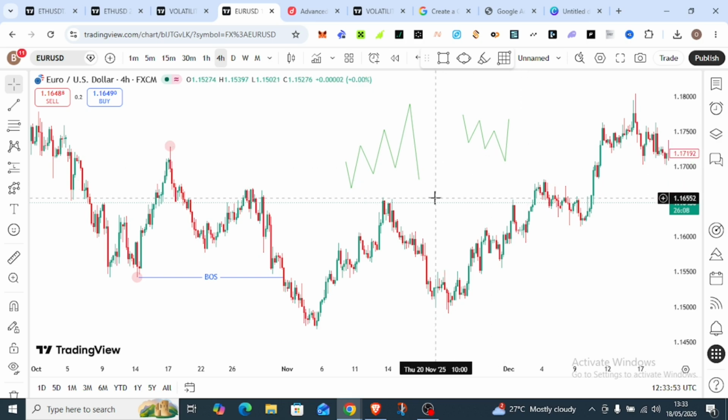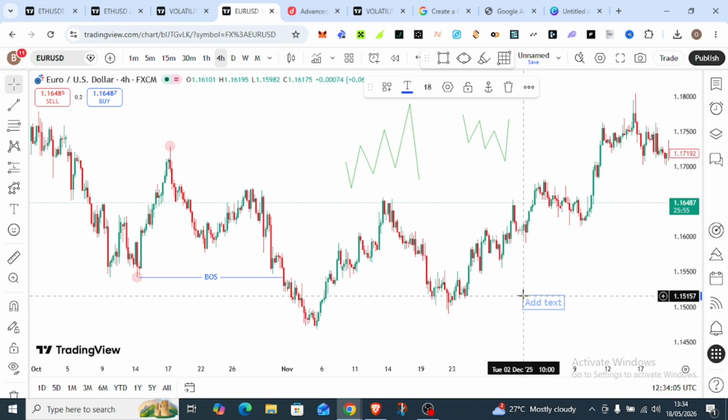As a beginner, you can pay attention to this simple beginner strategy using market structure. The first thing you should do is, number 1, identify trends. Let's write it. Number 2, wait for pullback.